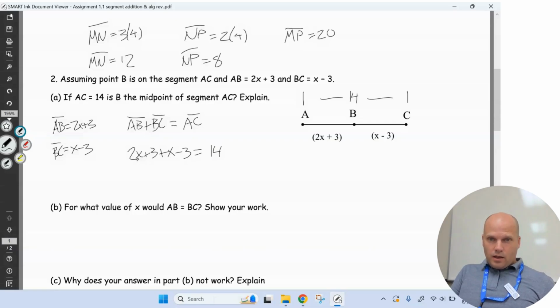We can then, on the same side, combine our like terms to get 3x. 3 minus 3 is 0. Our numbers are gone, and we get x equals 14 thirds after dividing both sides by 3.